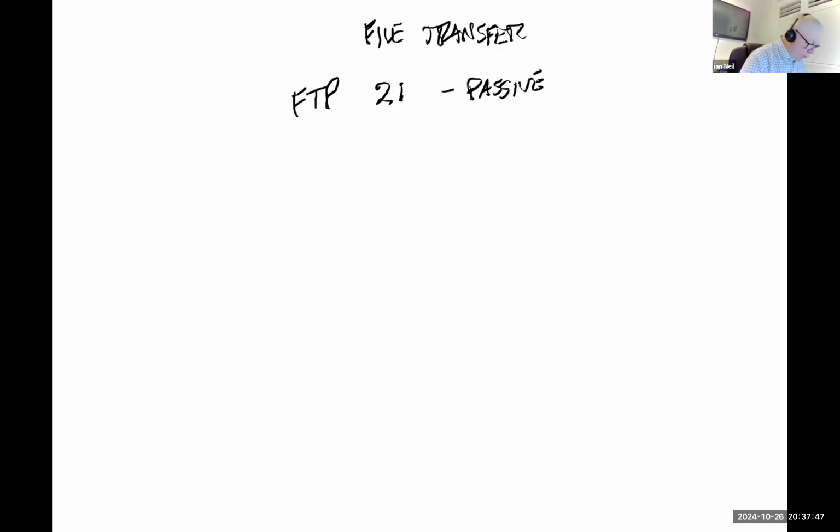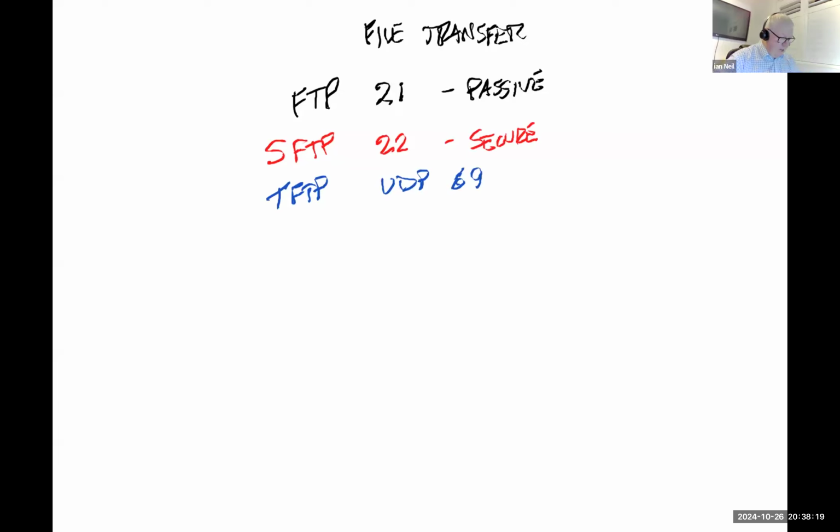So what we're going to do is look for something that's secure. And what we've got is Secure File Transfer Protocol, and it uses port 22, and it is actually secure. And then you've got Trivial File Transfer Protocol, and it uses UDP 69. And because it's using UDP 69, it's much faster. So if I was going to re-image computers in a training room, that's what I would actually physically use.